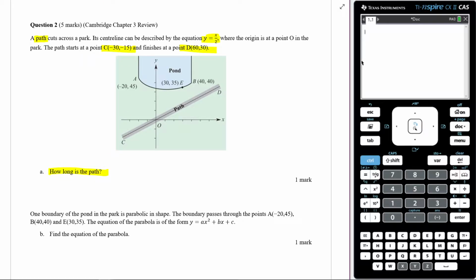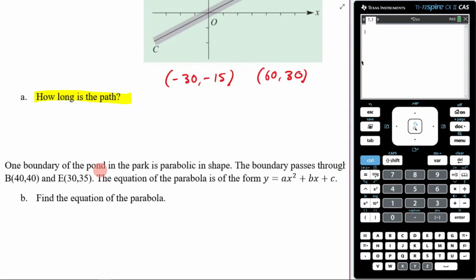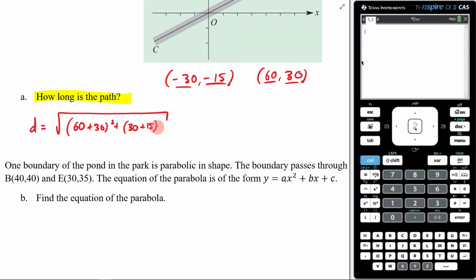So we're going to use our distance formula here. Take note of the 2 points that we've been given. We've been given -30, -15, and we've been given 60, 30. Remember, the way that we use our distance formula is we say the distance is equal to the square root, then we subtract the x values from each other. So it's going to be 60 minus -30, which is plus 30... and then it's going to be 30 minus -15, which is going to be plus 15. And then you square it.